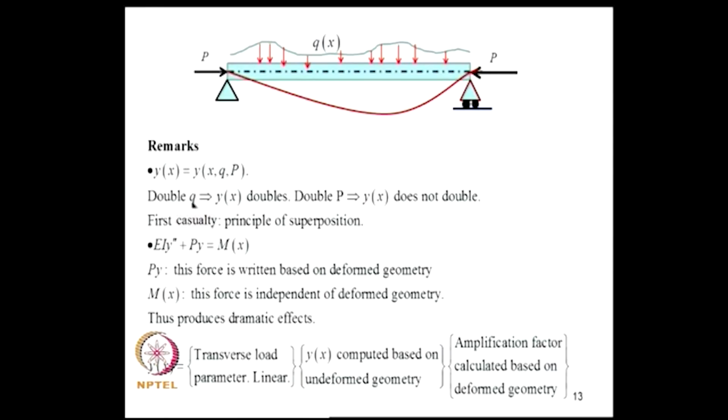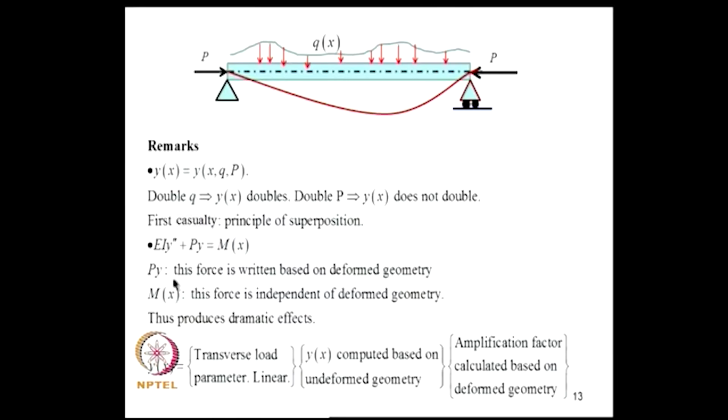Now if you double q, y of x doubles. But if you double P, y of x does not double. So that means the principle of superposition is valid with respect to Q in some sense, but it is invalid with respect to P. So the effect of including axial loads, or considering problems of beam column, the first casualty is the principle of superposition, which is bread and butter for linear analysis. So that has to be sacrificed.